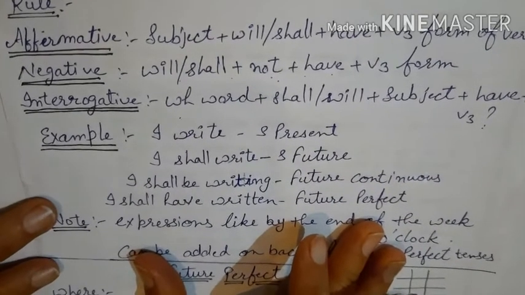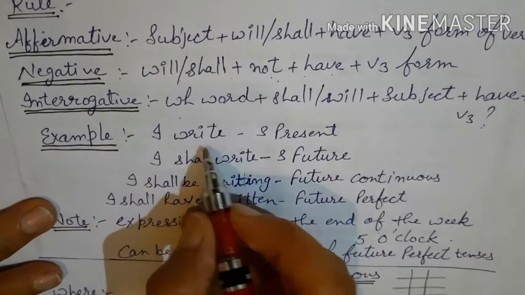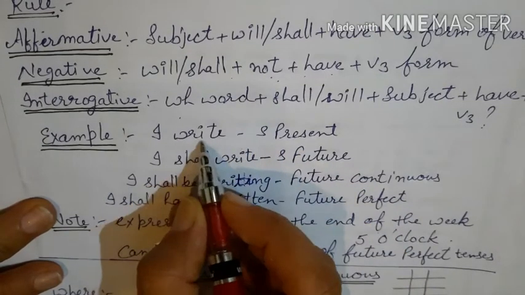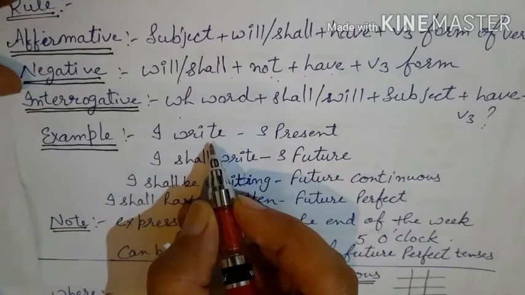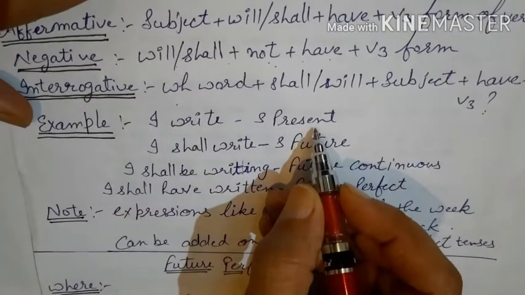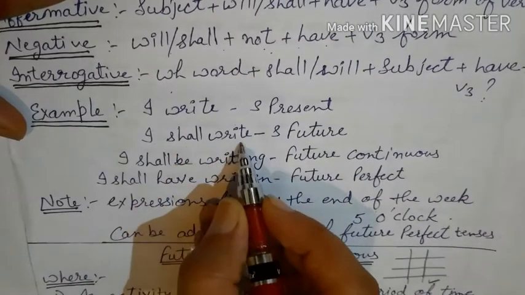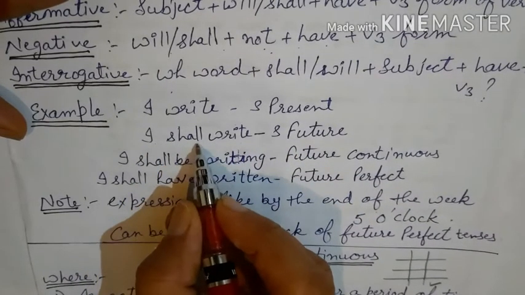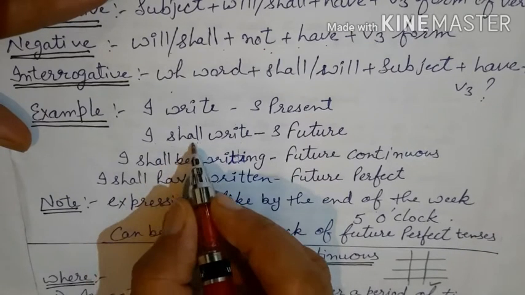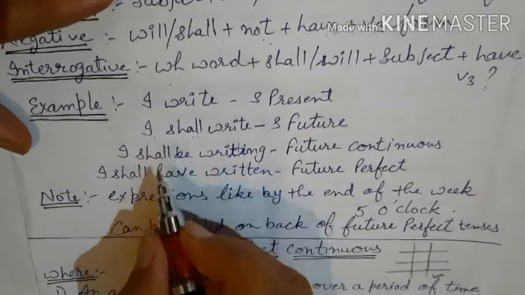Let's see one example. I write. Now, which tense is this? Simple present. This is your without-S form of the verb. I write, simple present. Let's write this into simple future: I shall write. Why have we used shall over here? This is a normal future situation. So shall has been used with the pronoun I, which is your first person.